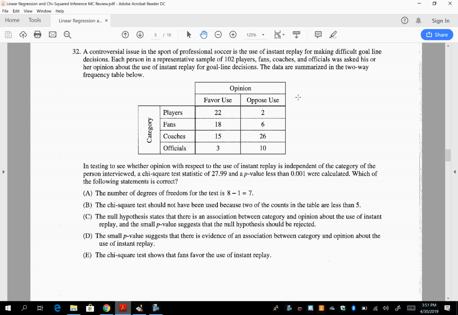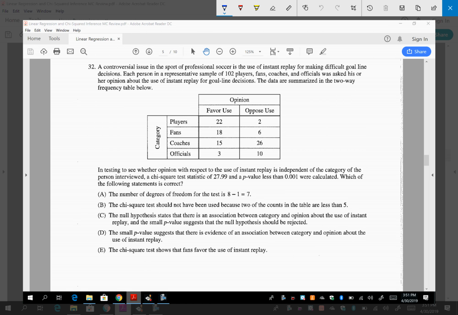Oh, wait. I have a question. All right. So, do you see how this is a two-way table? Degrees of freedom is calculated as rows minus 1 times columns minus 1 when you have a two-way table for chi-squared. So how many rows do we have? 4 rows. How many columns? 2. So what's the degrees of freedom for this problem? Does everyone see why it's 3?